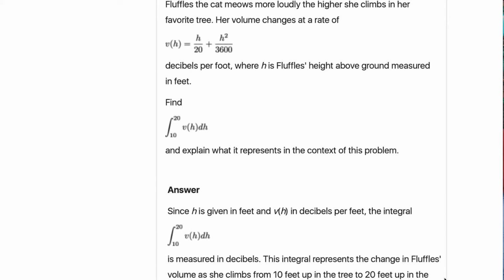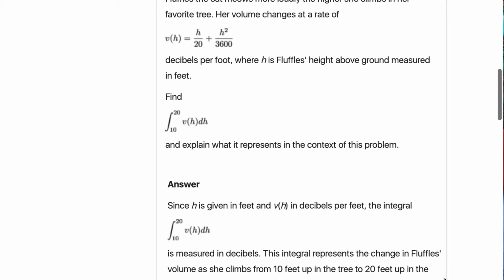So Fluffles the cat meows more loudly the higher she climbs in her favorite tree. Her volume changes at a rate of V of h equals h over 20 plus h squared over 3600 decibels per foot, where h is Fluffle's height above ground measured in feet. Find the integral from 10 to 20 of V of h dh and explain what it represents in the context of the problem.